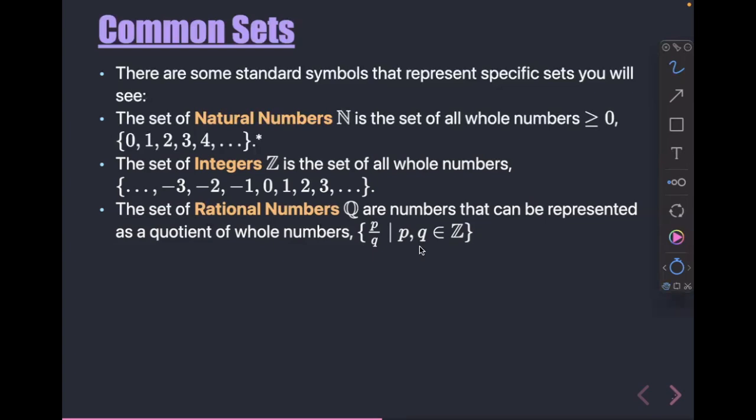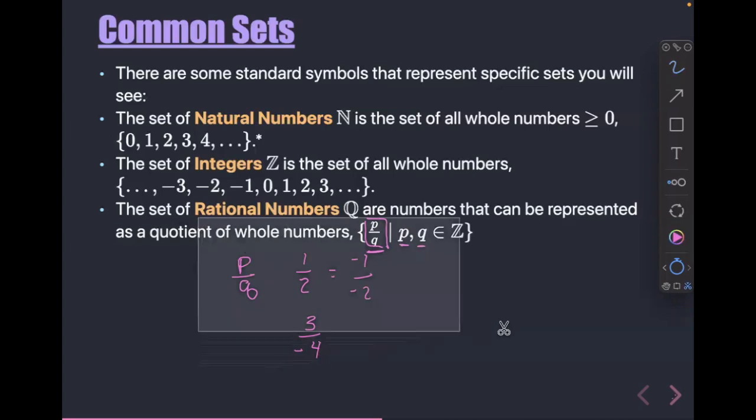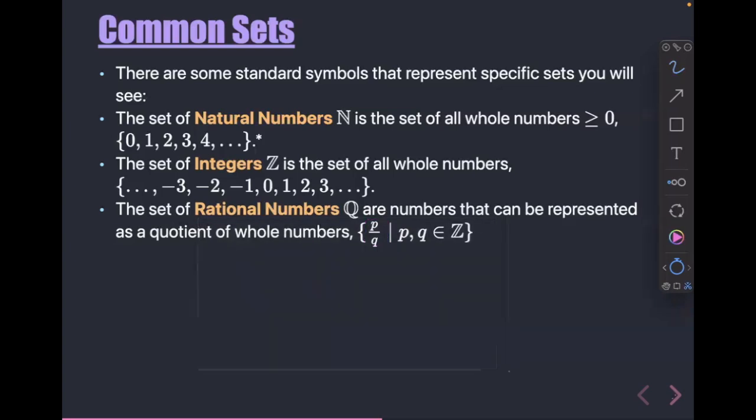So let's think about this a little bit. You have P over Q, and both of these are integers. So you could have 1 over 2, -1 over -2, which is actually equivalent, but that's fine. You could also have 3 over -4. Anything that's an integer over another integer would be in this set, right? So on our left, we have the formula that describes it, and then the elements that are going in that set. So that's our rational numbers. And so look for that Q to denote the set of rational numbers.